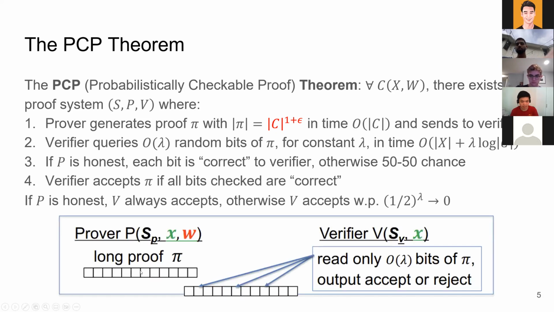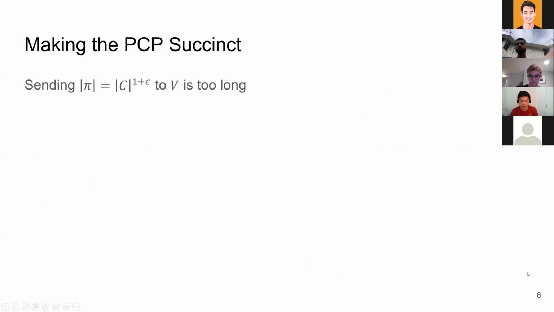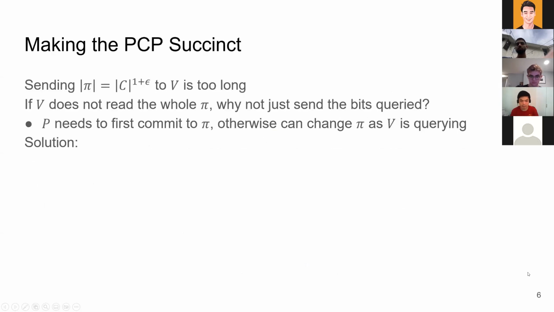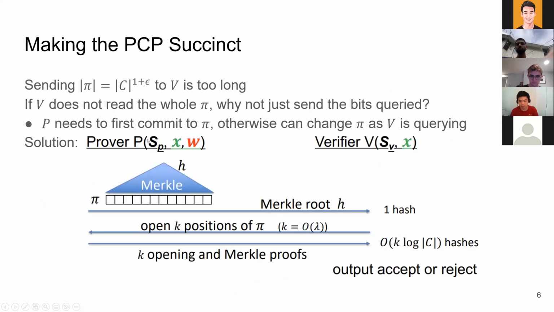And this is sort of a diagram. The prover generates a long proof pi. The verifier spot checks a few of these bits, and as a result will output accept or reject. We said that that was not succinct because the entire proof has to be sent over. So we make a Merkle root from the proof and then send the Merkle root over instead.